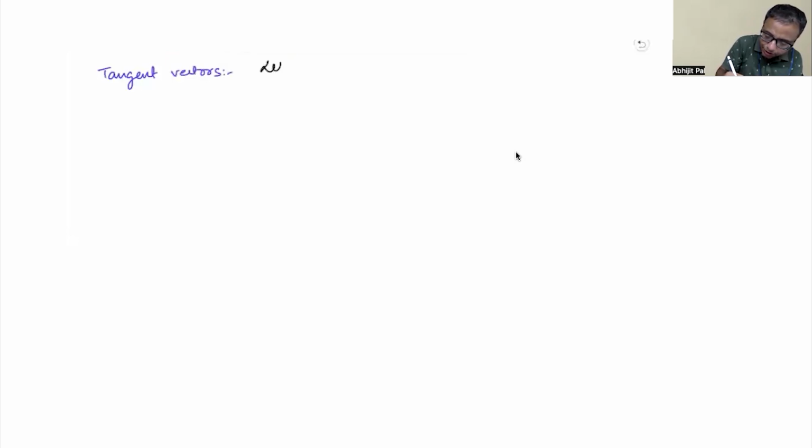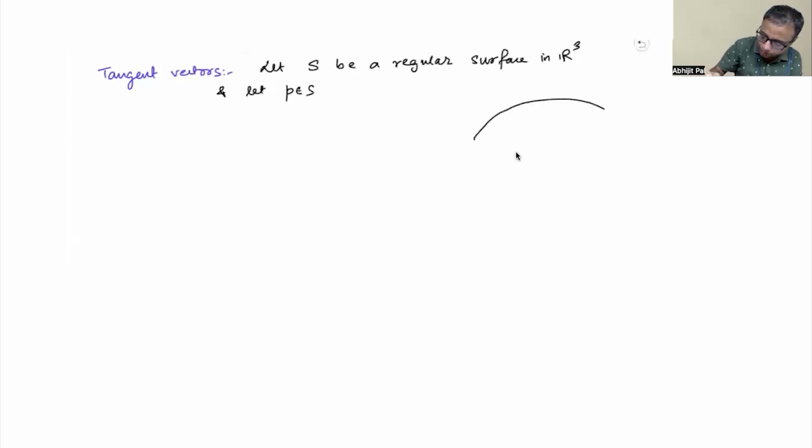Suppose you take a regular surface in R3. So let S be a regular surface in R3, and let us take a point P in S. Suppose this is my surface S, and this is the point P. In order to define a tangent vector, I have taken all those differentiable curves passing through the point P and taken the velocity vector of that curve at this point. Suppose this is my alpha, and alpha is defined on an open interval minus epsilon to epsilon, such that alpha of 0 is equal to P, and this will be my alpha prime 0. So this tangent vector is alpha prime 0.